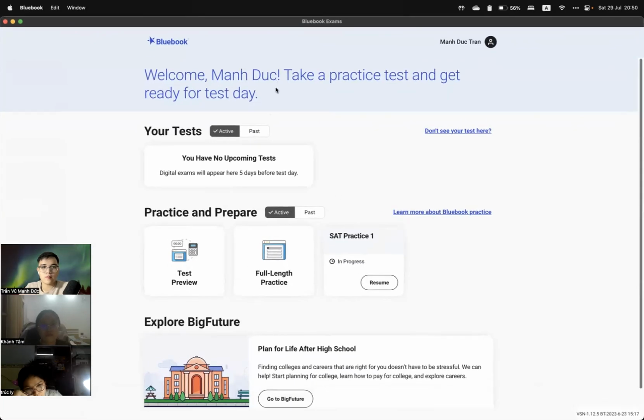Okay, Tom, can you see my screen? All right. Yeah. Okay, so the College Board hasn't blocked screen sharing on this app. It's funny.